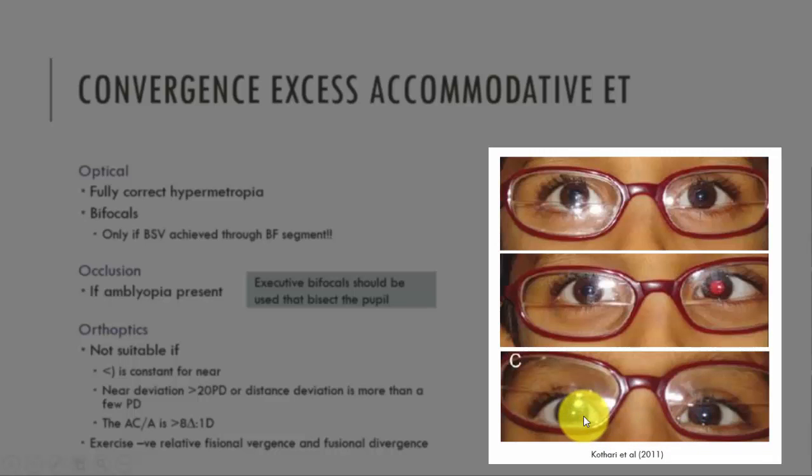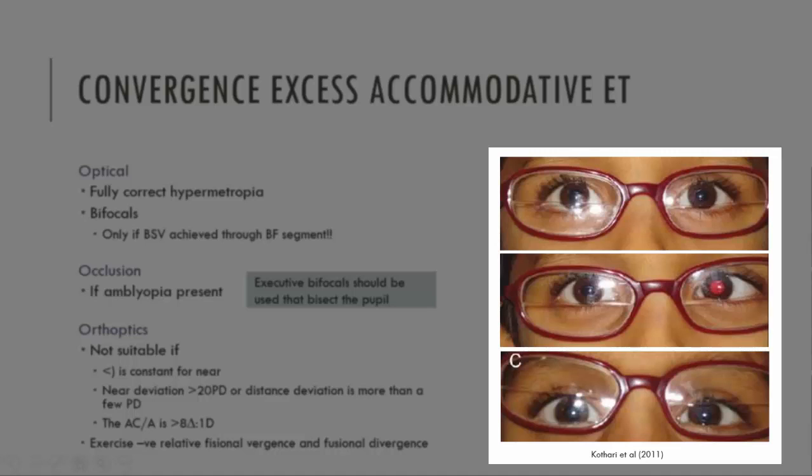Now what you'll notice is what's prescribed is an executive bifocal, which should bisect the pupil and takes up half of the lens. This is particularly important in young children. You don't want to give them a small bifocal section. You want the add in the entire bottom section.